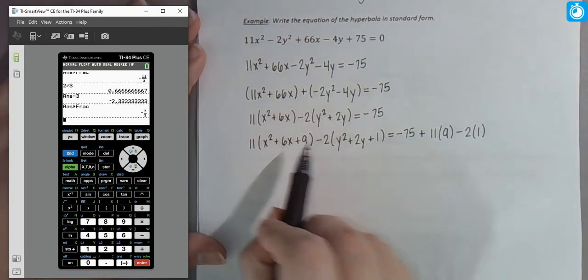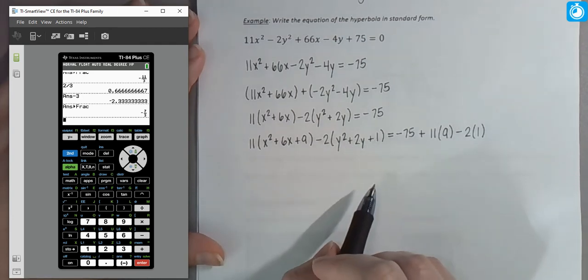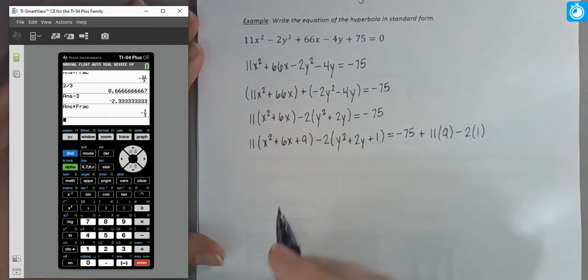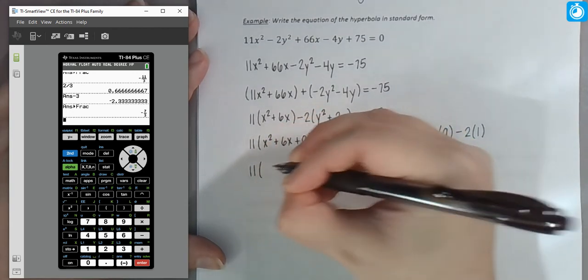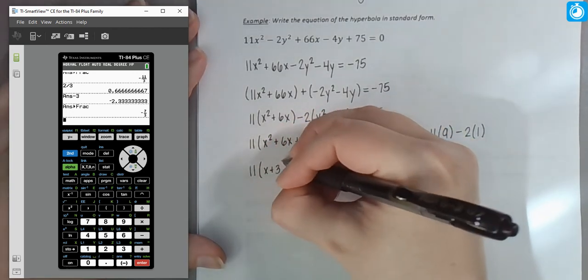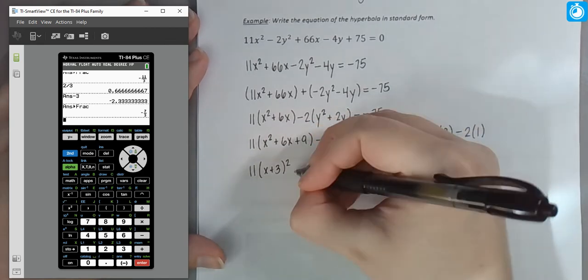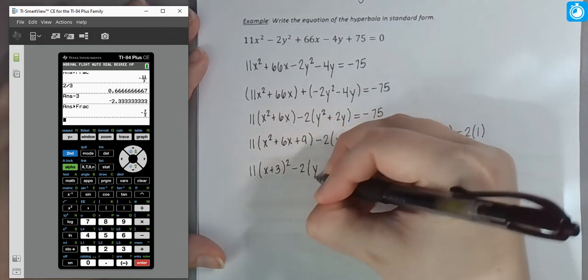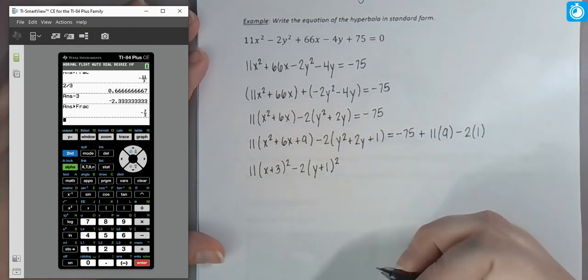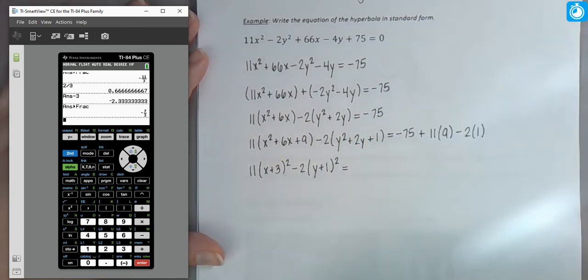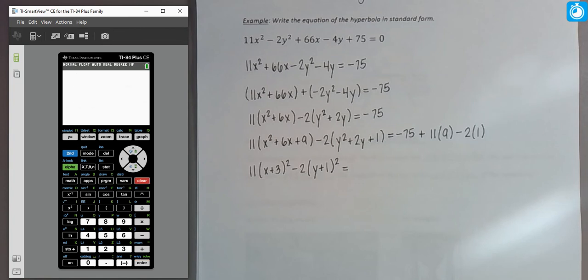So now I have what we refer to as perfect square trinomials. They factor as a binomial that's repeated, or a binomial squared. So that's going to give me x plus 3 squared, and then y plus 1 squared. And then on the other side, I just need to clean all of that up. So we have negative 75 plus 11 times 9 minus 2 times 1. And that's going to give me 22.